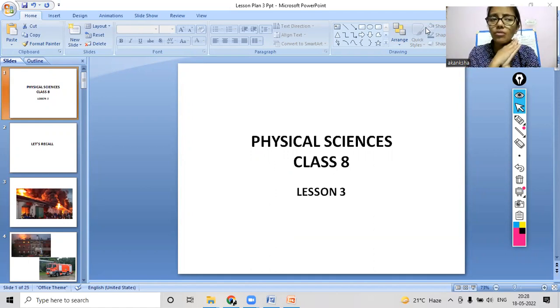So let's recall what we studied in our earlier class. We studied about ignition temperature and the different factors affecting the ignition temperature. These were the things that we discussed in our previous class. And one more topic we discussed was inflammable substances, right? This was all the recalling part of our earlier class.